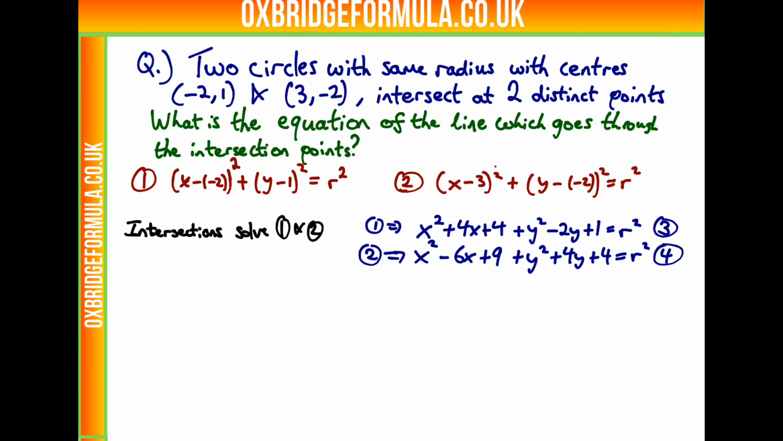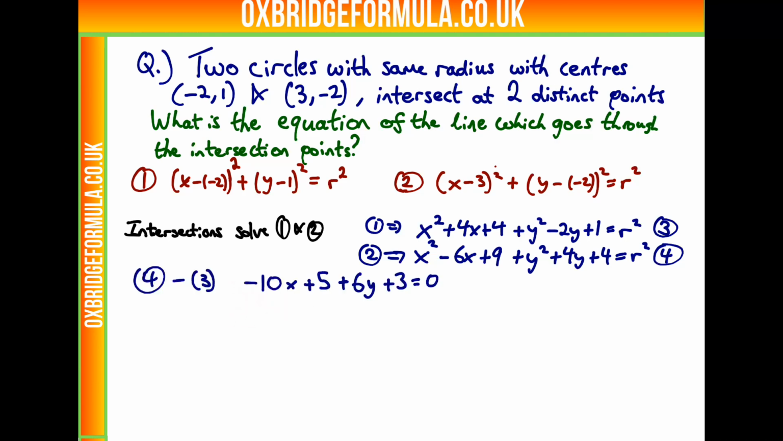Okay, so the options we're given in the question are all lines. So we want to eliminate quadratic powers of x and also this r term, because that's a variable that we've come up with. So how might we do that? Well, we notice that if we take equation 4 minus equation 3, the r squareds cancel, as well as the x squareds and the y squareds. So let's try and do that.